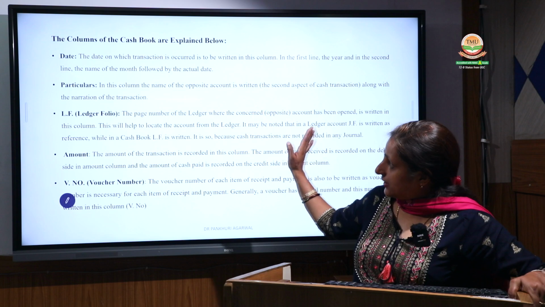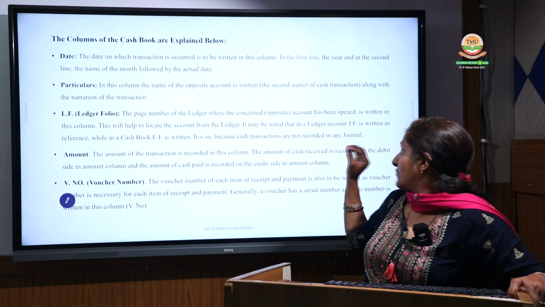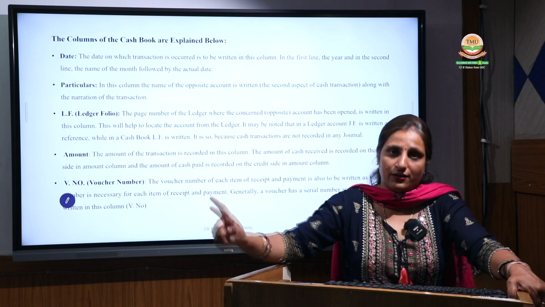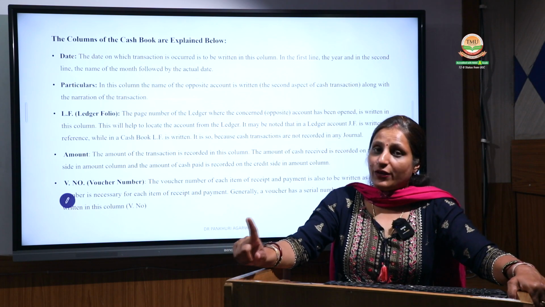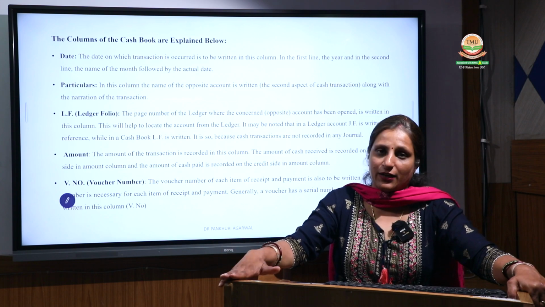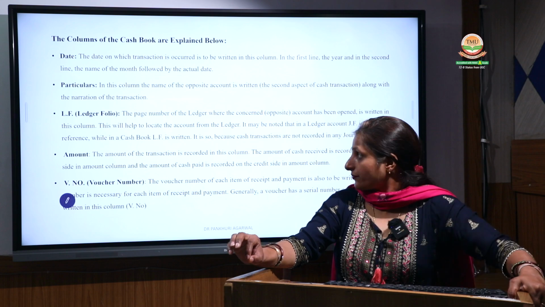Here you just learn that in the particulars column, the name of the opposite account is written, the second aspect of the cash transaction, along with the narration of the transaction. Means in every entry, the narration has to be written in the particulars. You do the entry and you write the particulars.